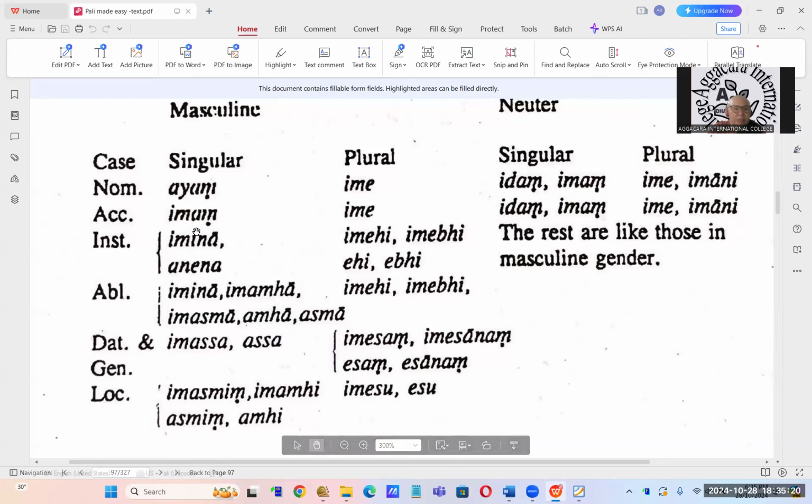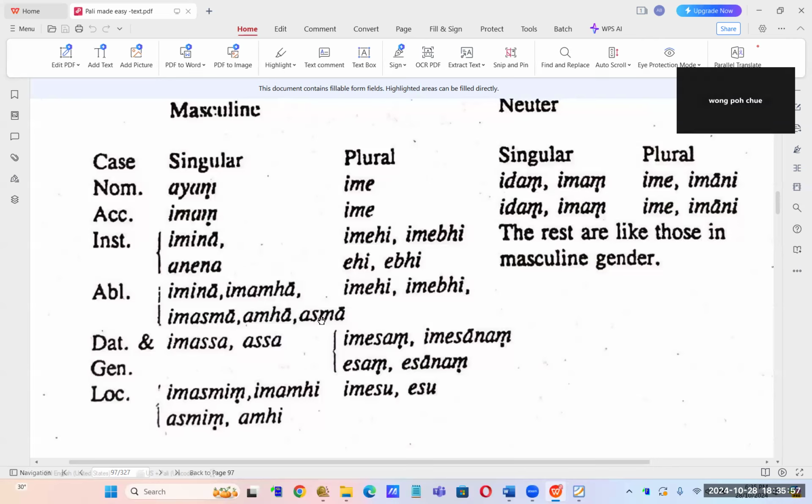So ayam, ime, imam, ime, imina, anena. Right? So we look at the ima first. Imena, imebi, imehi, imina, imaham, imaha, imebi, imehi, imasa, imesam, imesanam, imasami, imahi, imesu. Okay, so after you finish it, the second one is another form, anena. Anena. All right, so where's another form? Sa, amha, is it? Asma.